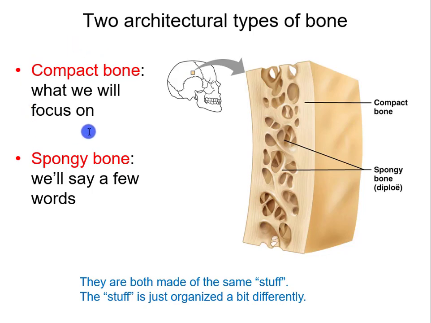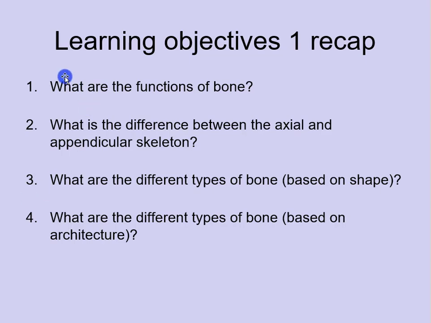So compact bone is where we're going to spend basically all of our time, but spongy bone, you just need to be aware that we do find pockets of spongy bone here and there. And we'll see those as we move along. All right, to recap our learning objectives, we looked at the different functions of bone, we looked at the difference between axial and appendicular skeleton, and then finally we categorized bones based on shape as well as bones based on architecture. And that'll wrap it up.